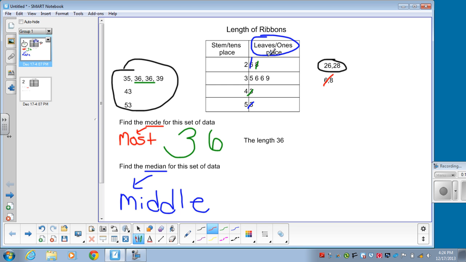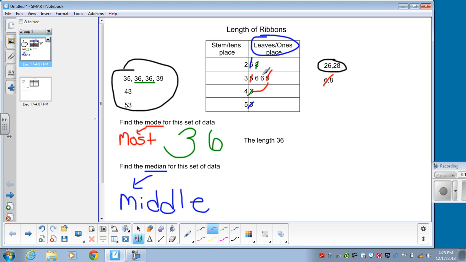Then, this one's tricky. After you've crossed off all the numbers in the leaves part on this section, you don't start right here. That's like starting from the middle. That's a no-no. You have to start from the inside, work inside out. So I cross off the 5. The next biggest number is the 9.